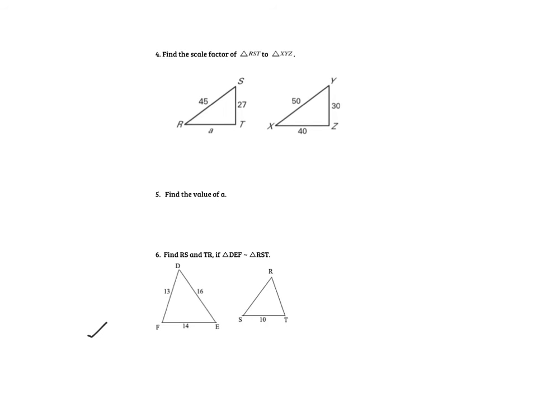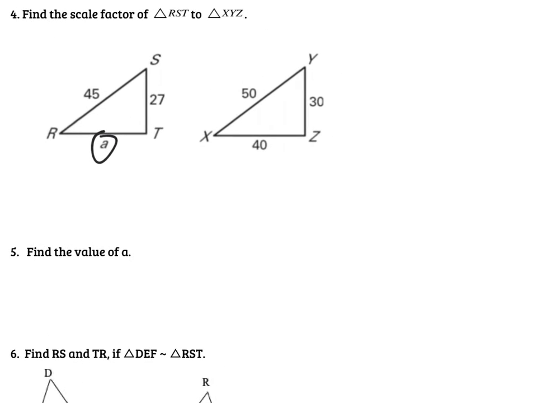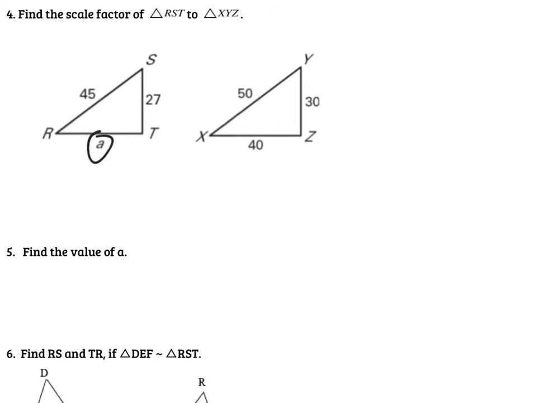Number 4 asks us to find a scale factor though. So it says find a scale factor of RST to XYZ. Okay, so I already know they're similar. I have to find a scale factor. There is a missing side, but I don't really care about it. I just need to find a scale factor. So we've only done scale factors once so far. I just talked about it once. It says from RST to XYZ.